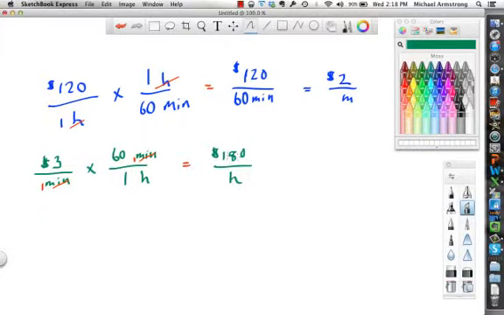Okay, so $180 an hour is what I get when I multiply by 60 minutes in an hour. So this is my factor of 1. I'm multiplying by 1. Now if I wanted to change it to days, how many hours are in a day? Put hours on the top and days on the bottom. And there are 24 hours in 1 day. And now I'm going to have to multiply 180 times 24.